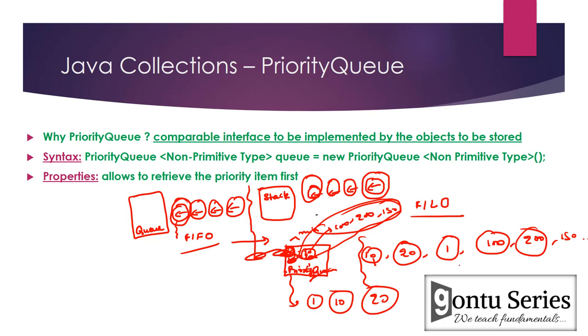In the same manner, you go on retrieving things in ascending order if you use a priority queue. So 1, 10, 20, and then 100, then 150, and then 200. So this is how a priority queue works.